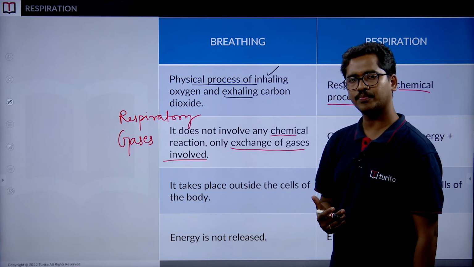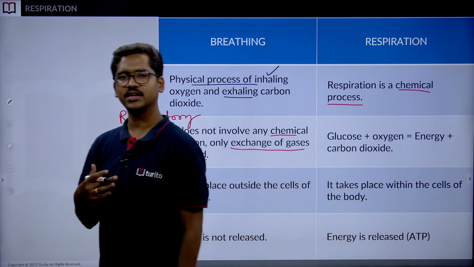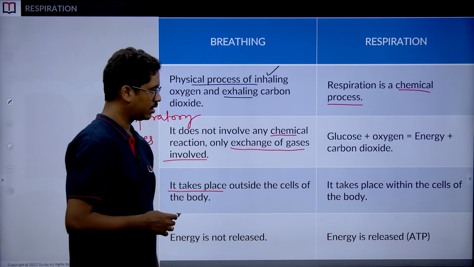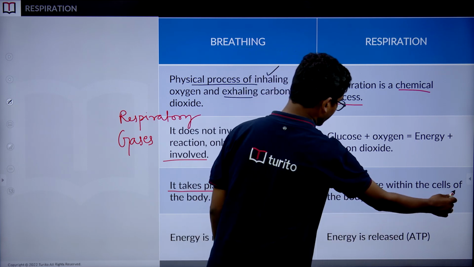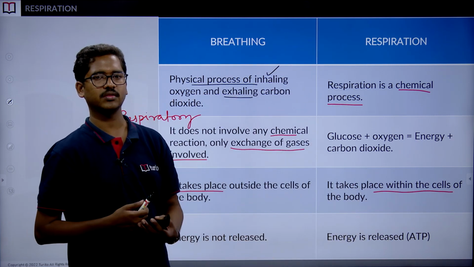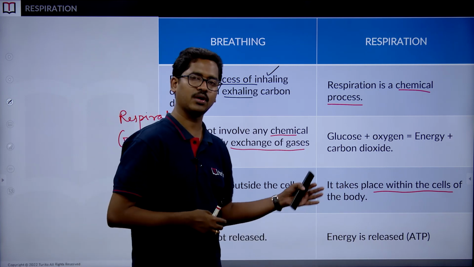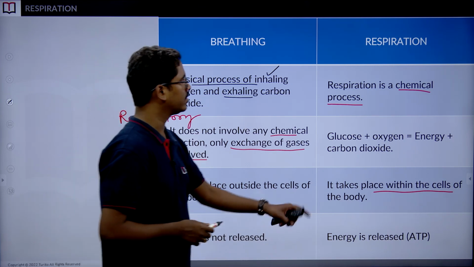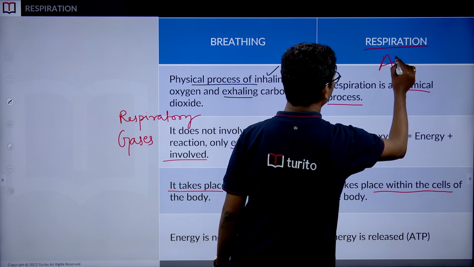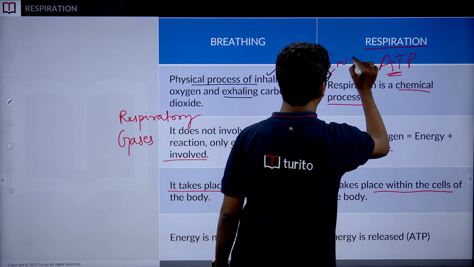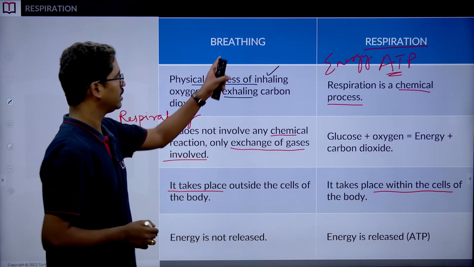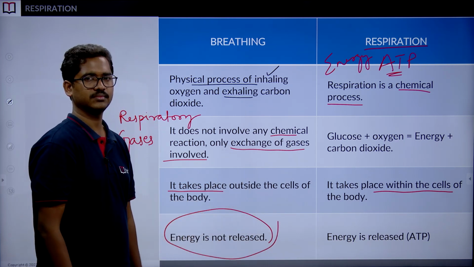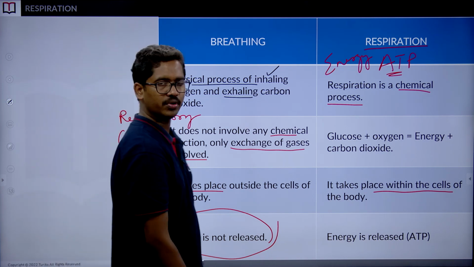Instead of saying oxygen and carbon dioxide, you can use this word, respiratory gases. Now, breathing is a physical process. It does not take place inside a cell, it takes place outside a cell. Whereas in respiration, usually aerobic respiration takes place inside the cell, and anaerobic respiration takes place outside the cell. That is what we saw, aerobic and anaerobic respiration. Finally, in the process of respiration, ATP is generated, which is nothing but energy. In the process of breathing, energy is not released, right.